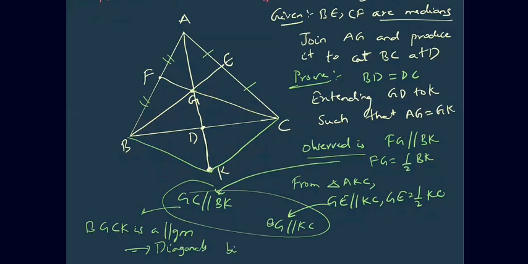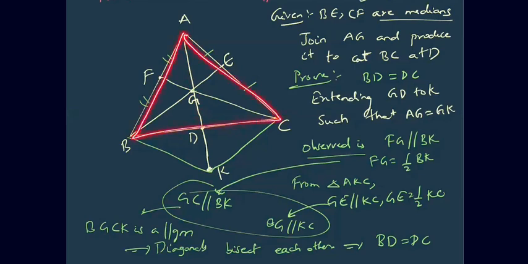Diagonals bisect each other. So this implies that BD must be equal to DC. Okay. So we have proved that BD and DC must be equal. So that is, we have proved that AD is a median of the triangle ABC. So let us just do it again. So there was a triangle ABC. We need to prove that medians are concurrent.